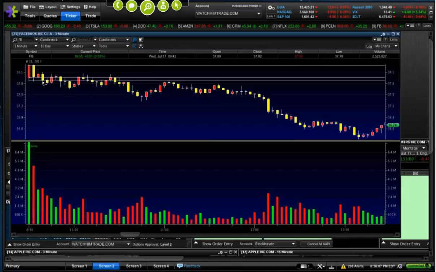Now, as long as I'm staying below the initial 6-minute close and the opening price, then this short trade is intact. Well, you look at Facebook's highs on a closing basis. The highest it closed was 37.97, right at that initial 6-minute close. And then you got a nice move lower right around 10:36.